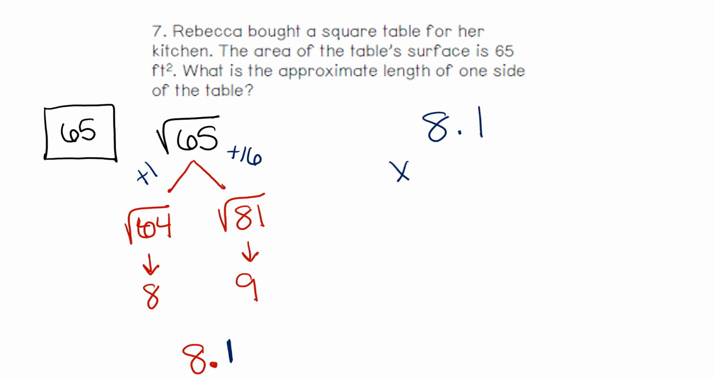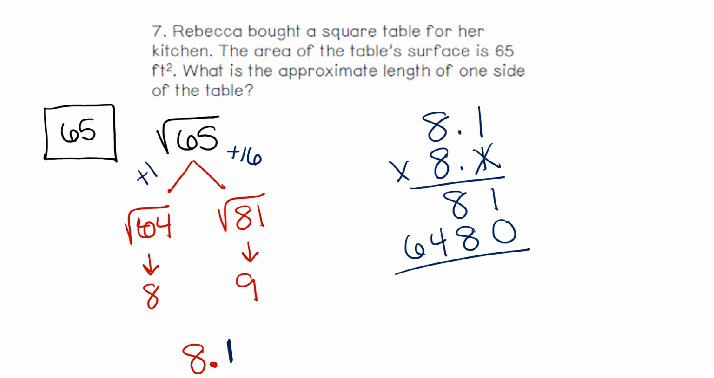I can write it off to the side and multiply it out to check my work. 1 times 1 is 1. 1 times 8 is 8. I put my placeholder 0. 8 times 1 is 8. 8 times 8 is 64. Add them up. 1 and 0 is 1. 8 and 8 is 16. 1 and 4 is 5. And then 6. 65.61 is close to my original 65. So 8.1 is going to be my approximate answer.